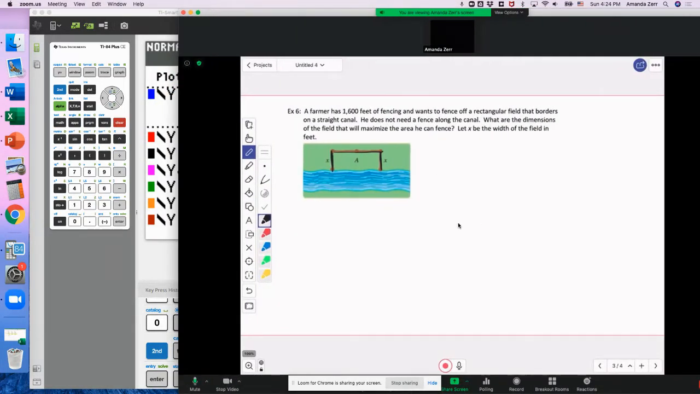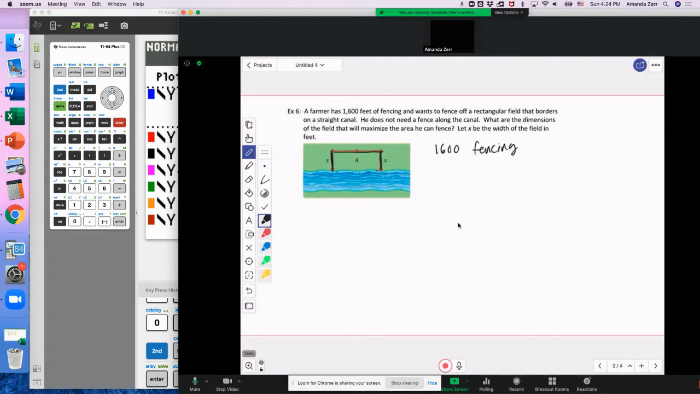All right, so we're going to maximize area. We've got a farmer and we need to make a pasture, and we have a certain amount of fencing, but we do not need fencing along this river. Okay, so let's figure out, we have 1,600 feet of fencing.